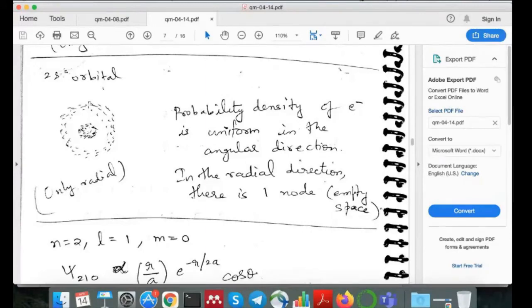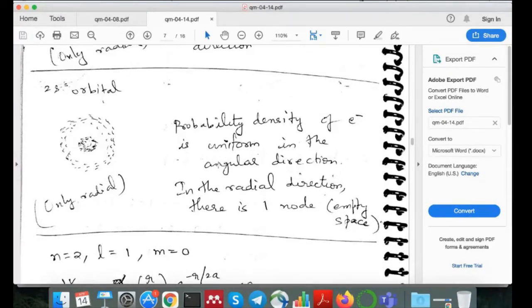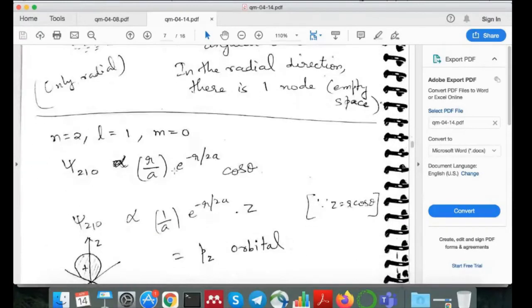Okay, so essentially probability density of electron is uniform in the angular direction, right? Because for 2s orbital, the theta and phi part are also 1. So those also don't contribute. So there is uniformity in the angular direction. And in the radial direction, there is one node. Okay, so there is one area, one empty space, and then there is the second part. Okay, second cloud. All right.